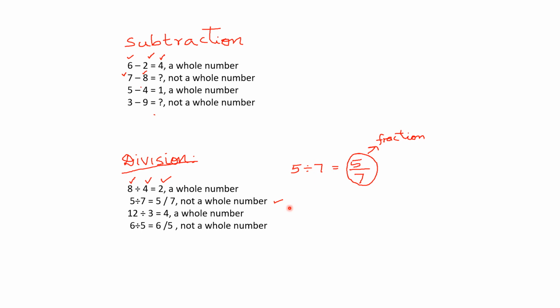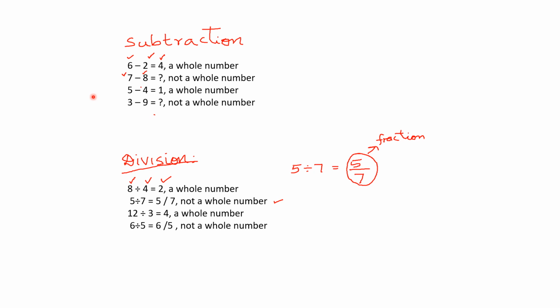Okay. So it is a fraction. Is it a whole number? You write it as a fraction, 5 by 7. So 5 by 7, is it a whole number? No. So you can write 5 divided by 7 equal to 5 by 7 is not a whole number. Put it as not a whole number.